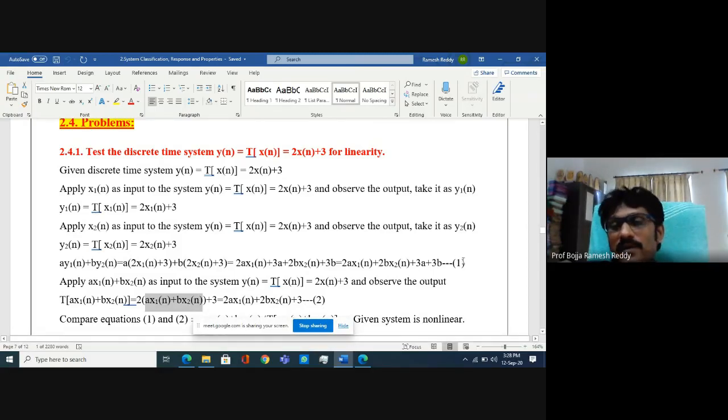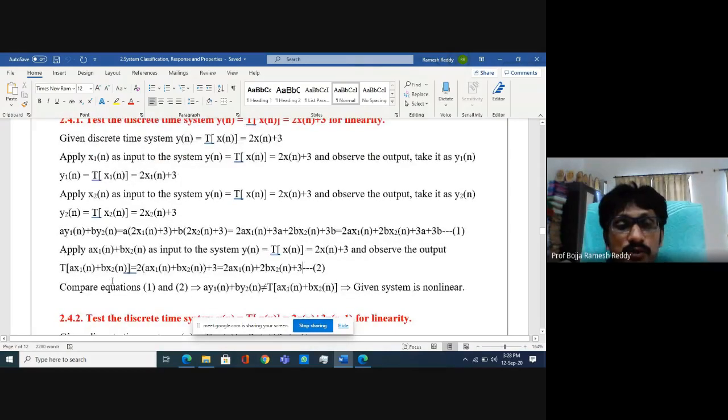Now compare equation 1 and equation 2. Here equation 1 is very clear. It is 2a x1 of n plus 2b x2 of n plus 3a plus 3b. But see, this is simply plus 3. The remaining is the same. The first part is the same, but the second part here is simply 3, but here it is 3 times a plus b. These two are not the same.